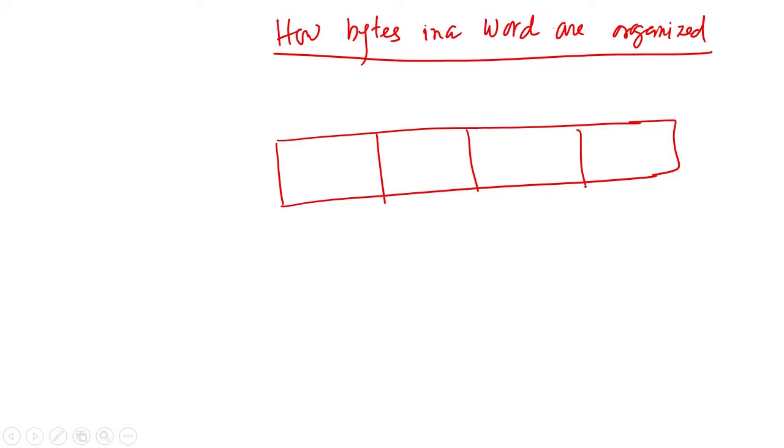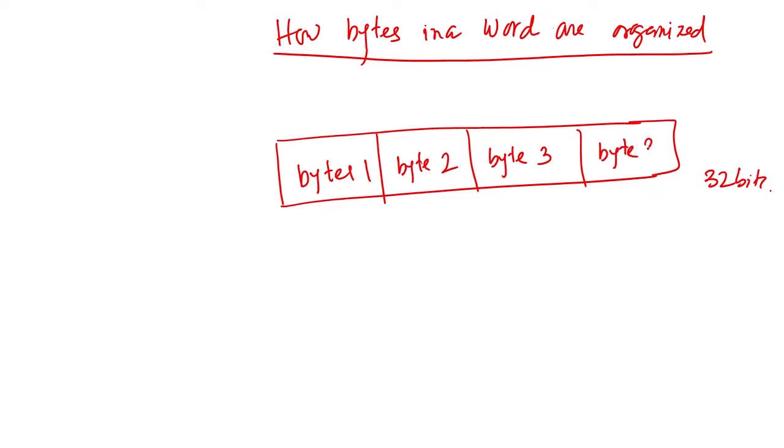Okay. This is a word, right. So, 4 bytes means 32 bits. So, this is 32 bits. Now, this is, say, byte 0, byte 1, byte 2, byte 3. This is 0, this is 1, this is 2 and 3.